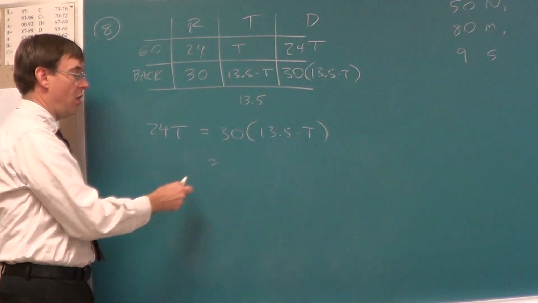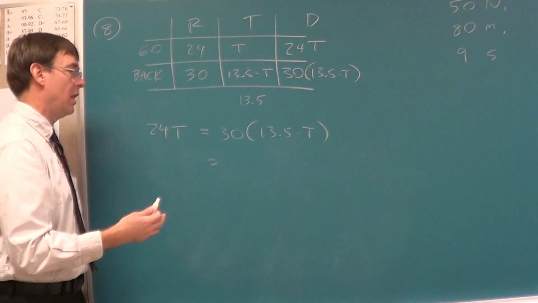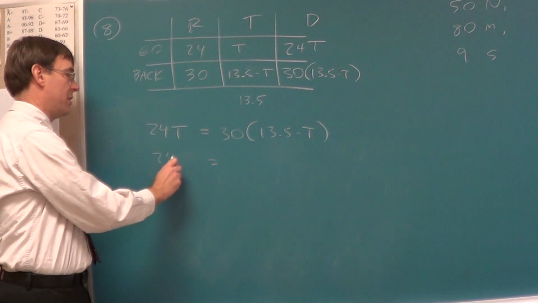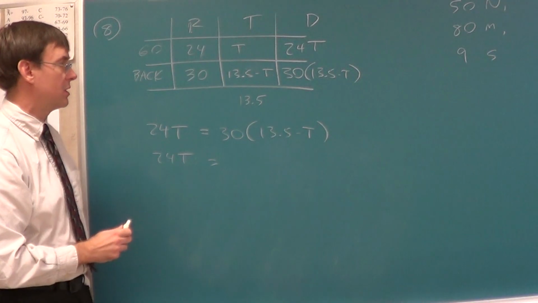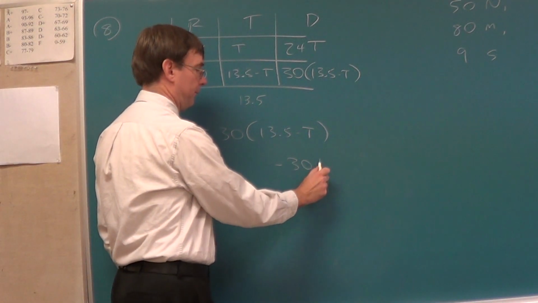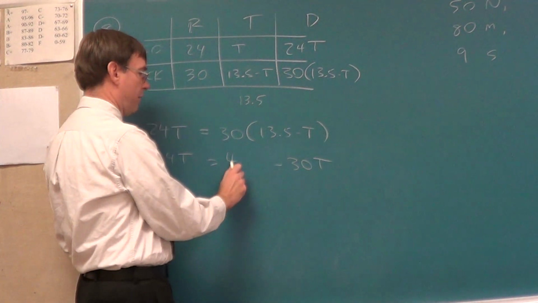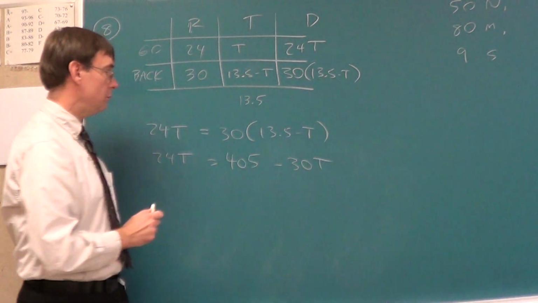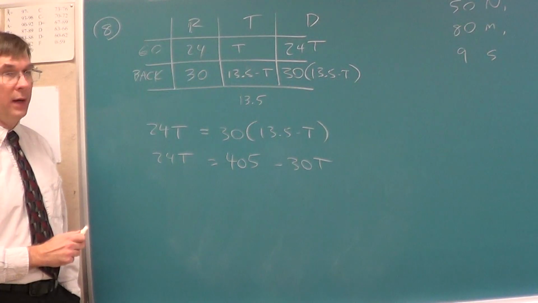Then you solve. Solving can be various difficulty levels. This, you're not probably super excited about 30 times 13 and a half. Can somebody get that? 305. It is 405. Then what?